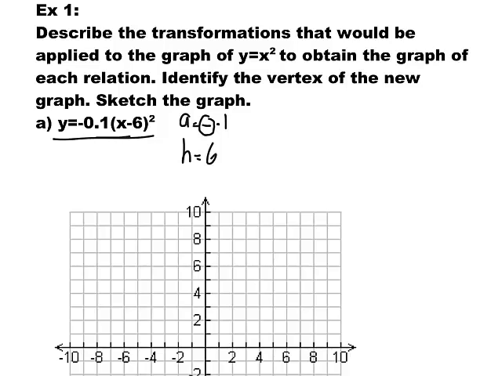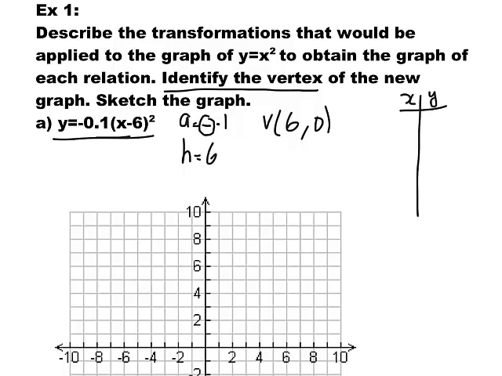Now we are supposed to identify the vertex. If you look at the equation y equal negative 0.1 times x minus 6 squared, h is 6, so the x coordinate of the vertex is 6, and k is 0, so the y coordinate is going to be 0. So far, we found that when x is 6, y is 0. This is our vertex, which I denoted by V.